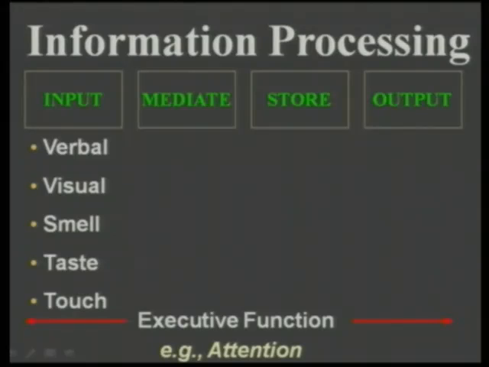We have to physically and mentally attend to something in order to input it. And then we have to continue to actually attend to this, whether it's in working memory and we're trying to figure something out, or we're mediating in some way into here. And the better we attend to it and store it, the better we're going to be able to output it later. So usually executive function happens in some way throughout.